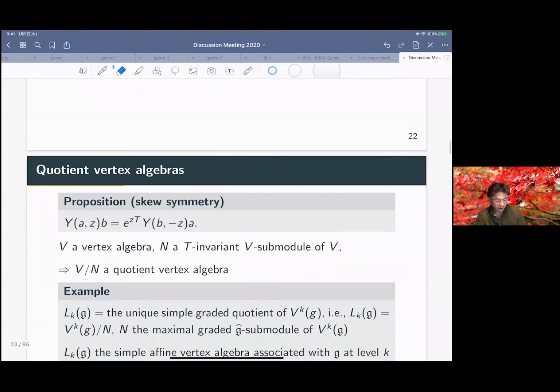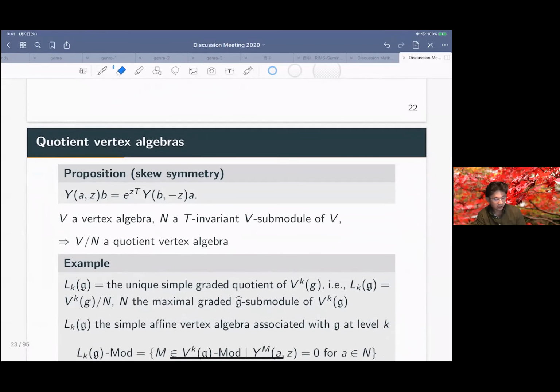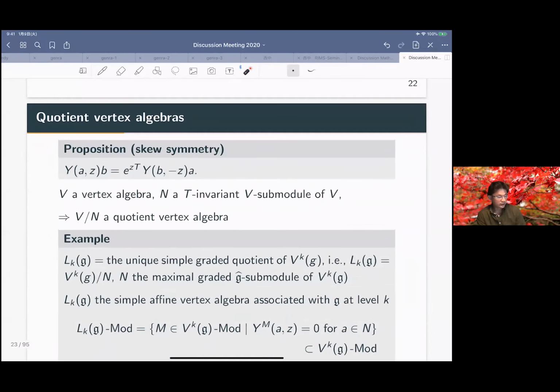So in particular, we can take the unique simple graded quotient of this universal affine vertex algebra, which is a quotient of V^k(g) by some maximal graded g-submodule. Because it's graded, it's invariant under the action of T. And so this has the structure of a vertex algebra, and it's simple as a module by itself.